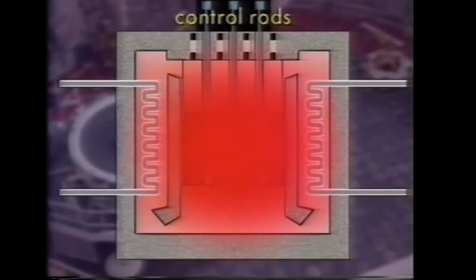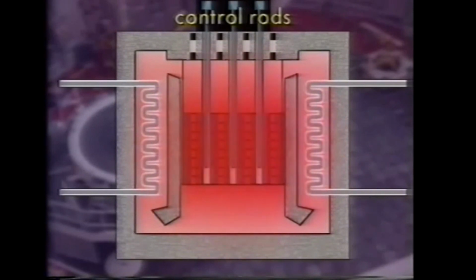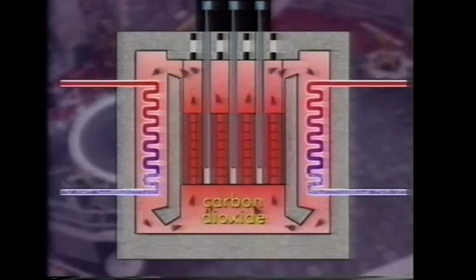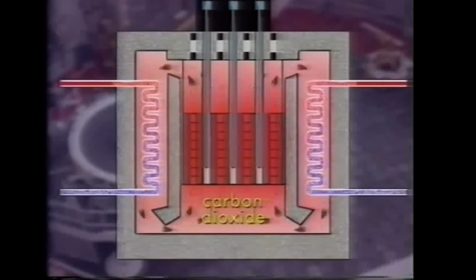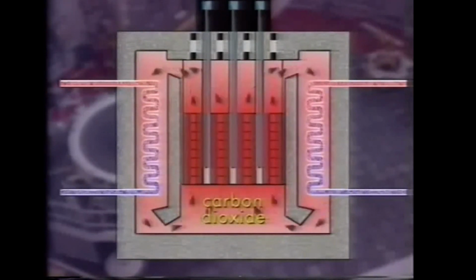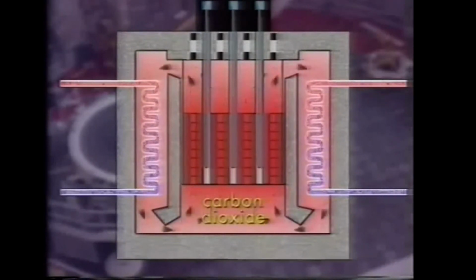So a control mechanism is built in. The reactor core also houses control rods made of boron. Boron is capable of capturing fast-moving neutrons and absorbing their energy. So the rods can be raised or lowered to control the rate of the chain reaction. The heat from the fission is absorbed by carbon dioxide gas, which circulates through the reactor. For this reason, it's known as an advanced gas-cooled reactor.